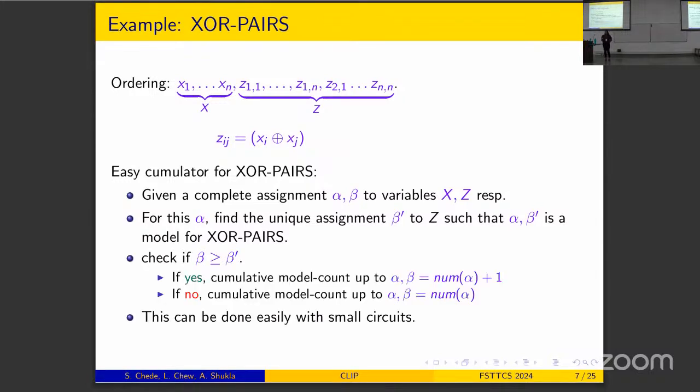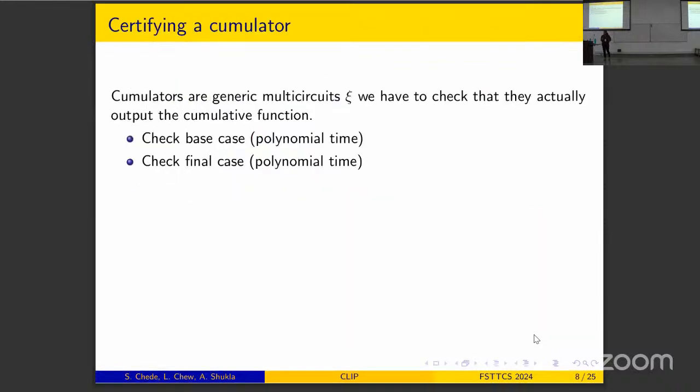And then check if the beta given to me is after this beta prime or before. Once it's after, that means you will have to plus one in the count, right? Or if it's not, then only some number of models have come before this assignment. So you see how we've reduced this to just a 3-step problem. Like you just calculate the XOR equivalent, then you do if else. This is all easy in circuits. So it's easy. So this was an easy cumulator.